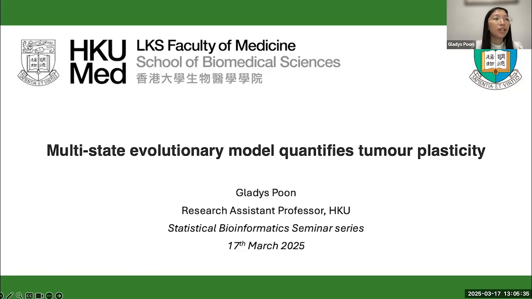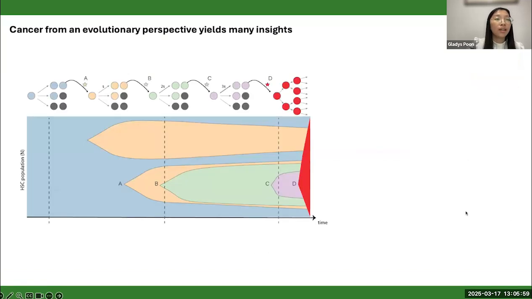Today, I will be talking about my ongoing work on building a multi-state evolutionary model that can be used to quantify cellular plasticity during tumor evolution. Cellular plasticity has a strong implication on prognosis of cancer as well as subsequent treatment, and therefore, it is an important issue to address.